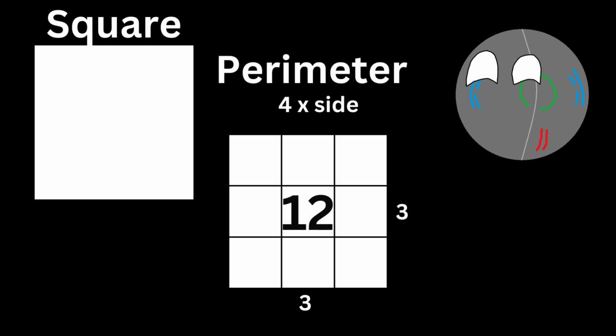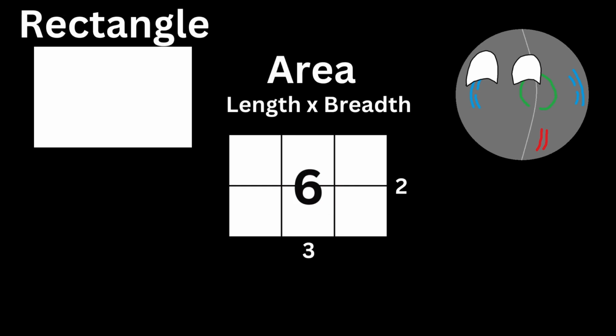Next is the perimeter formula for a square. So the formula for perimeter of a square is 4 into side. As a square has 4 sides of equal length, we just multiply the length of the side with 4 to get the perimeter. Next, we have the rectangle, our second shape.